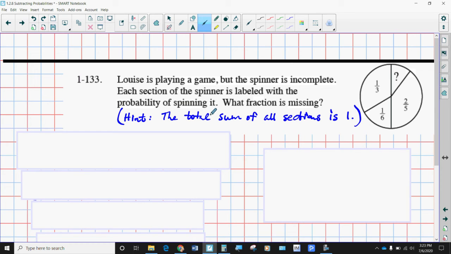I'll give you a hint. The whole circle represents the number 1, right? The whole, if you combine all of them, they have to add up to one whole circle. So what we're going to be doing is figuring out what the missing piece is eventually by doing a subtraction. So pause, see if you can figure out what that missing fraction is. Unpause it when you're ready to follow along with me.